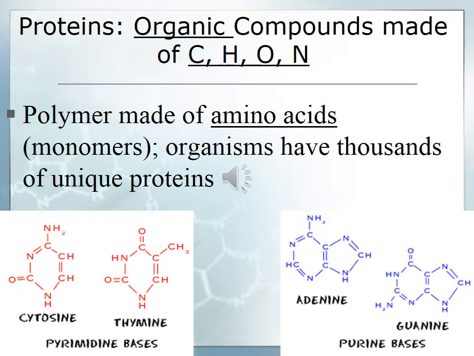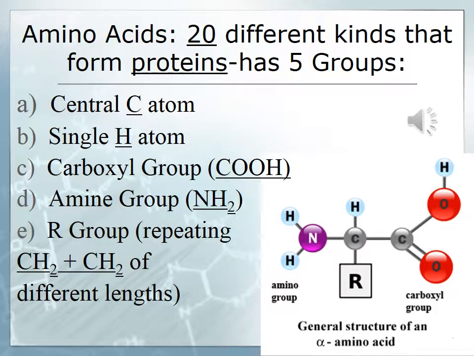A protein is an organic compound made of carbon, hydrogen, oxygen, and nitrogen. Amino acids come together and make a protein. We have thousands of unique proteins. The way I remember this is amino acid. Amino has an N in it, for nitrogen. Nitrogen is in proteins. So amino acids come together to make proteins. There are 20 different kinds of amino acids that form proteins.